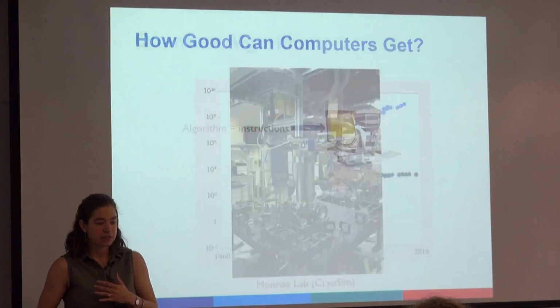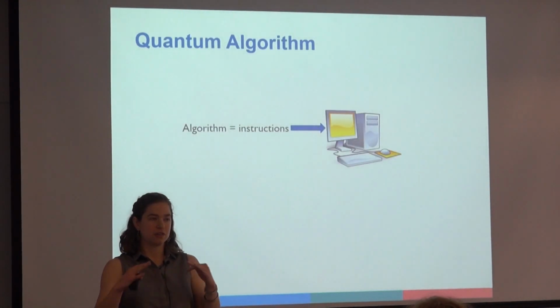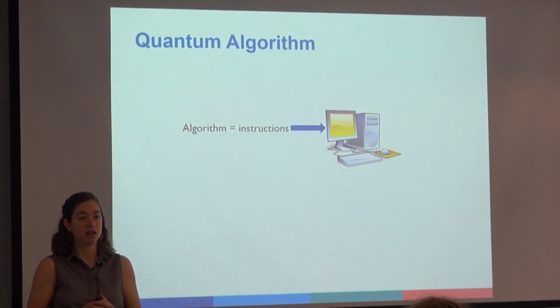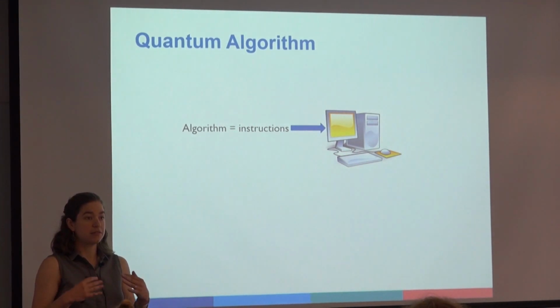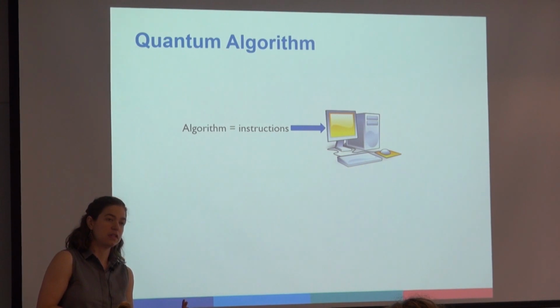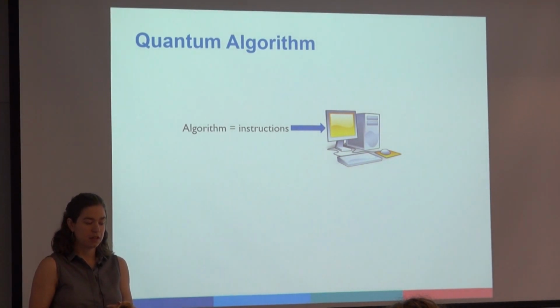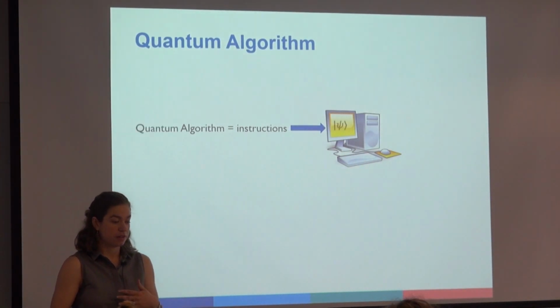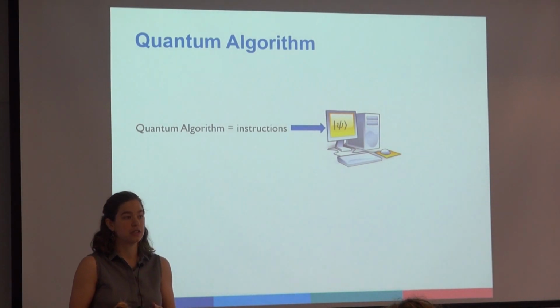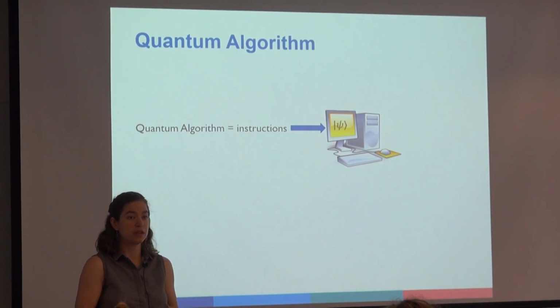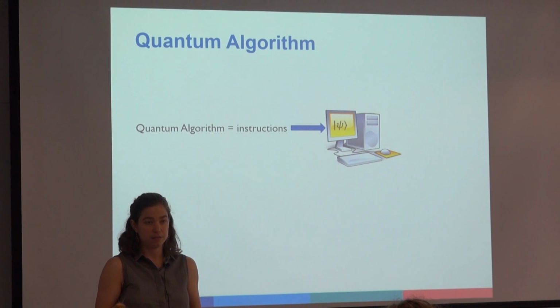And okay, I'm going to talk to you about quantum algorithms. Before I give you an outline for the talk, I just want to make sure that we're all on the same page about what an algorithm is. An algorithm is a set of instructions that you give to a computer that tells your computer how to behave. So a quantum algorithm is the set of instructions that you would give to your quantum computer that would tell the quantum computer how to behave.